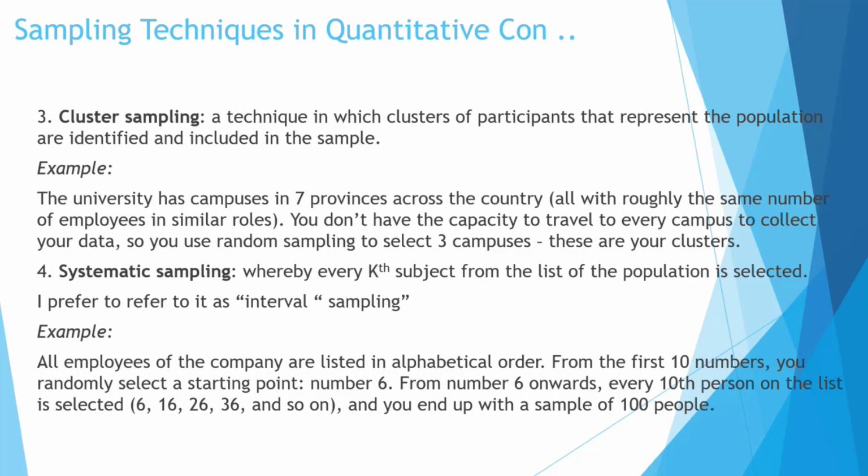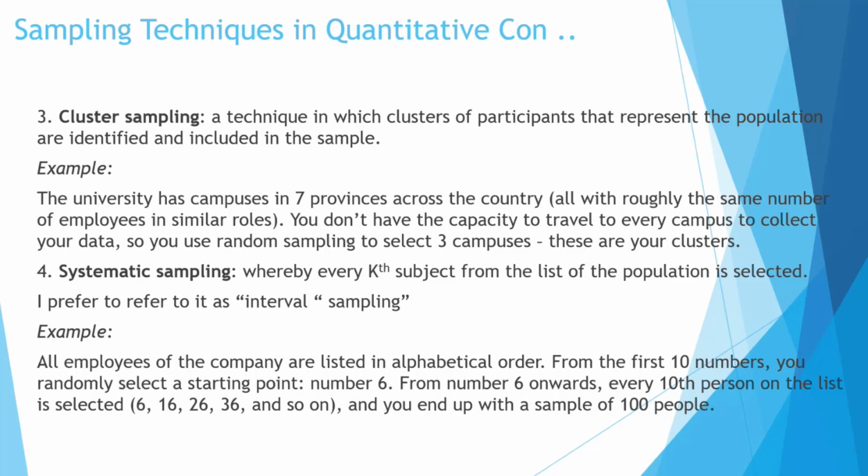I like this example, where I say all employees of the company are listed in alphabetical order. And from the first 10 numbers, you randomly select a starting point. Let's say from the first 10, my starting point is 6. In other words, I've numbered all my participants alphabetically, all right? Let's say from the first alphabet up to the last alphabet and so on, right?